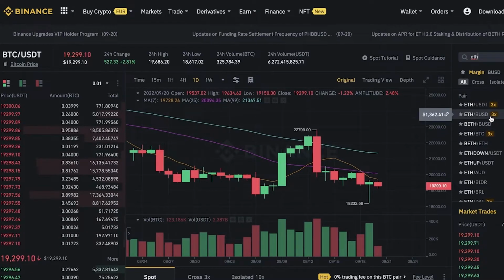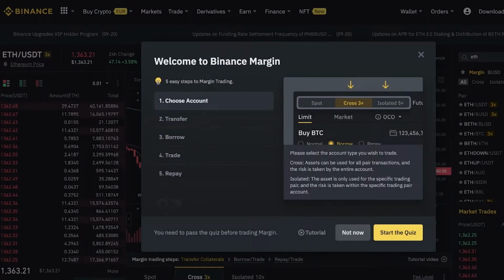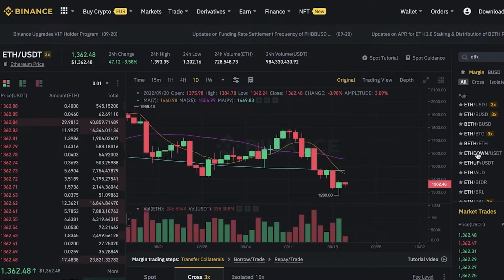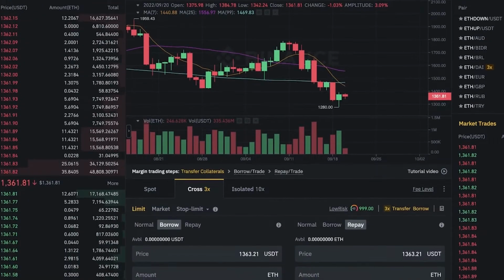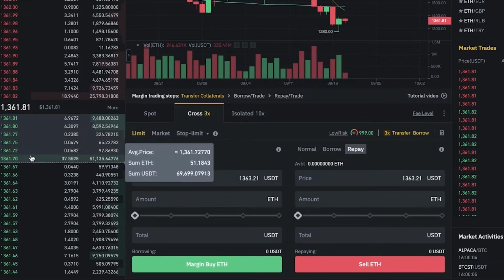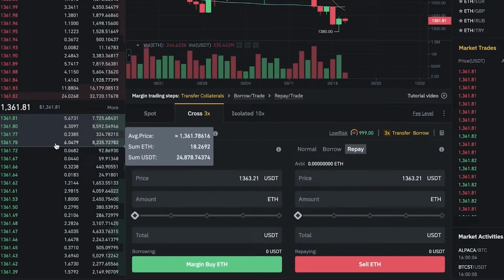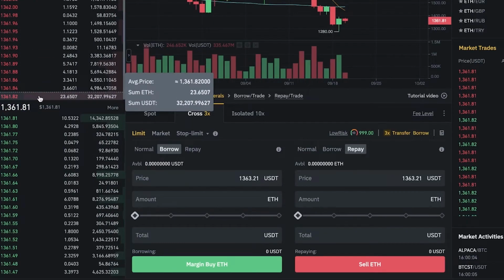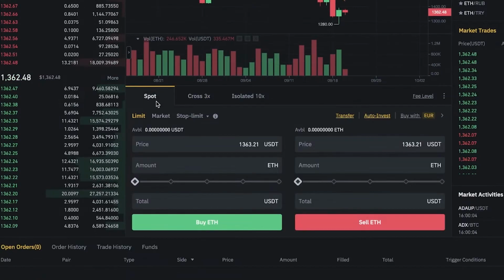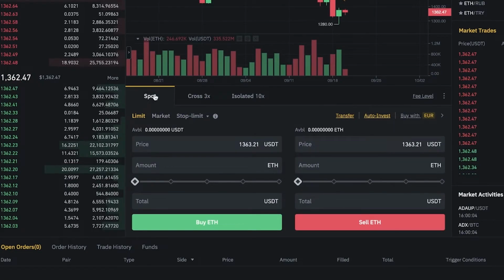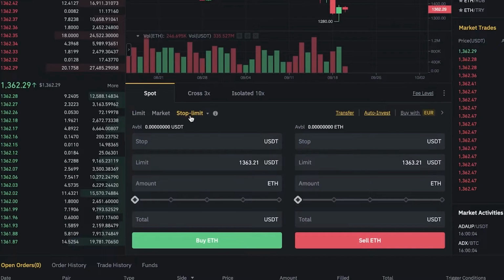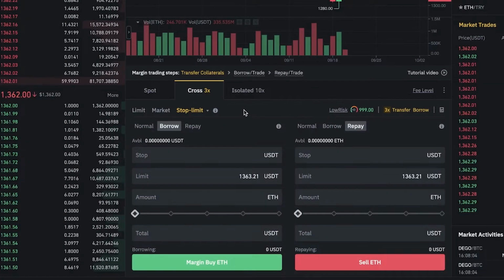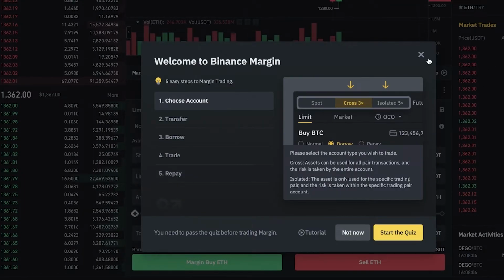So let's say I want to do Ethereum with USDT. And once I do that, you can see now the chart for Ethereum has been displayed. And what you can do is scroll down over here, and on the left side of your screen, you're going to see the offers which people are looking to buy Ethereum at, and the right side is the offers which people have bought Ethereum at. Now on the bottom, you will have 3 options. You can do a simple spot trade, and you can set spot limits as well. Then you have a cross trade where you can introduce leverage, and then you have an isolated 10x trade.